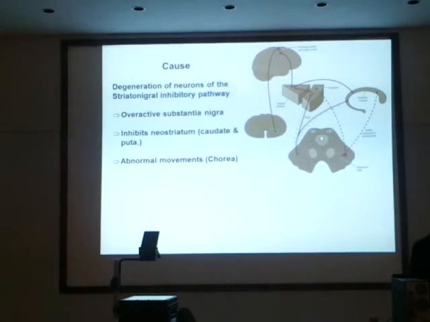The cause there is degeneration, damage to neurons where? In the striatonigral inhibitory pathways. So there is a communication pathway between the substantia nigra and the neostriatum, caudate and putamen. This communication, if it's lost, means there are no more signals. This actually is an inhibitory pathway.